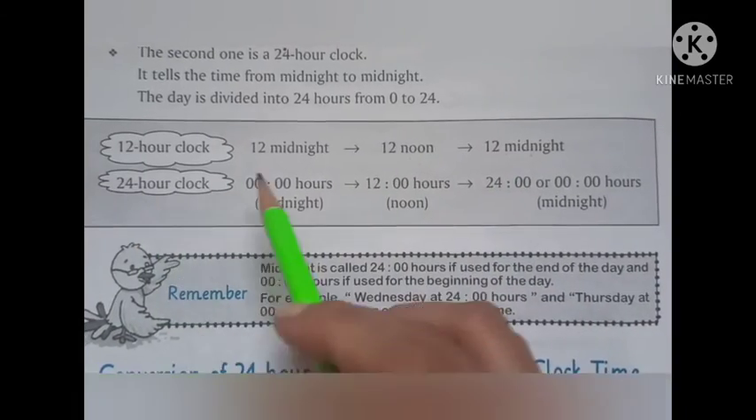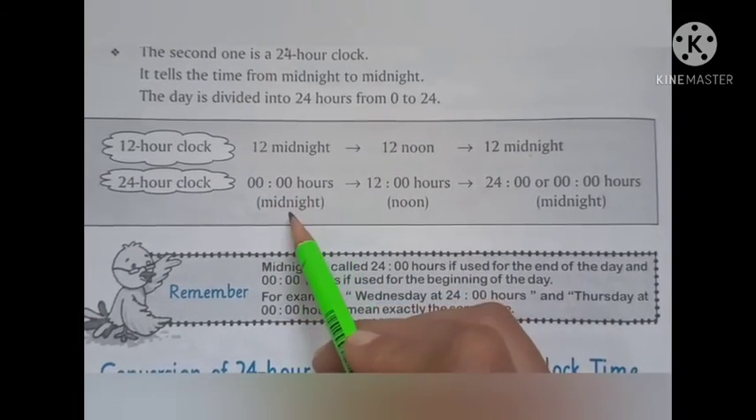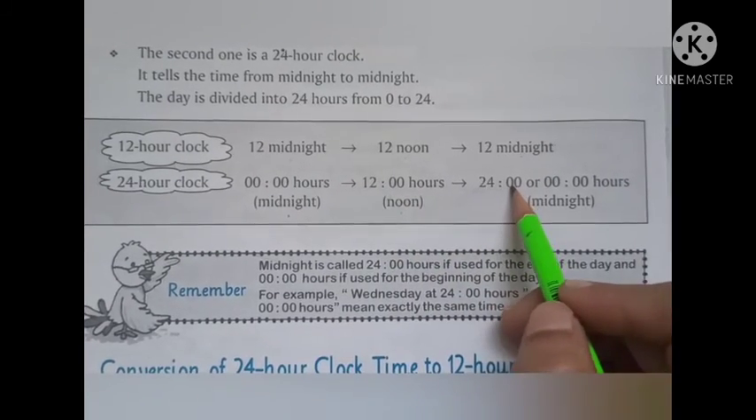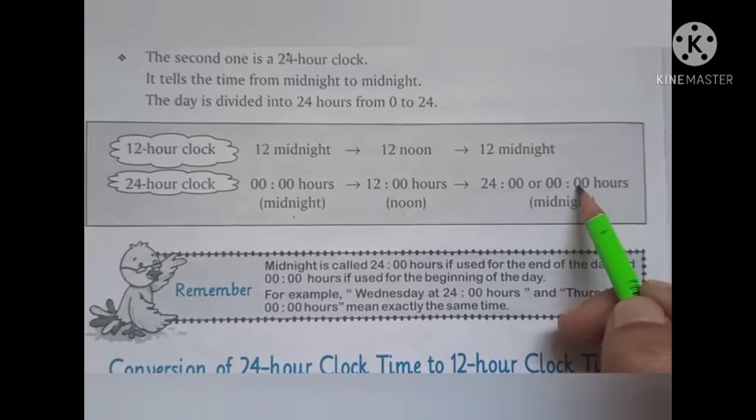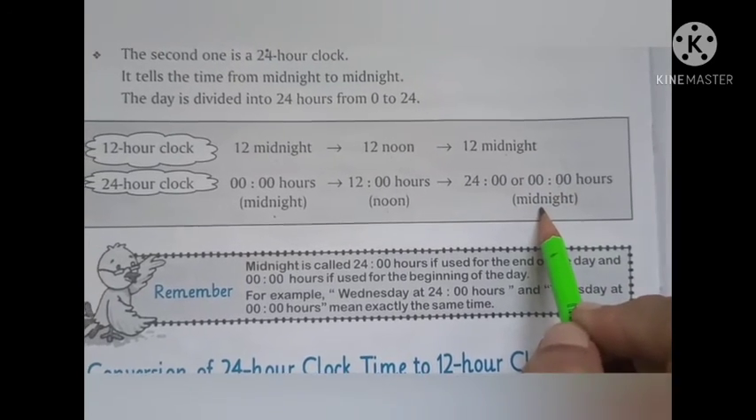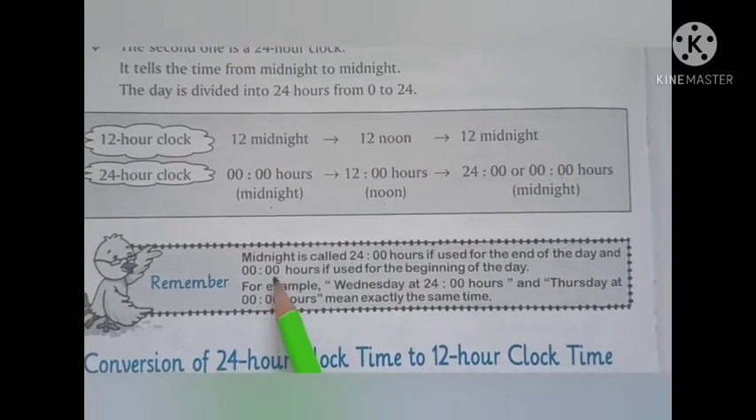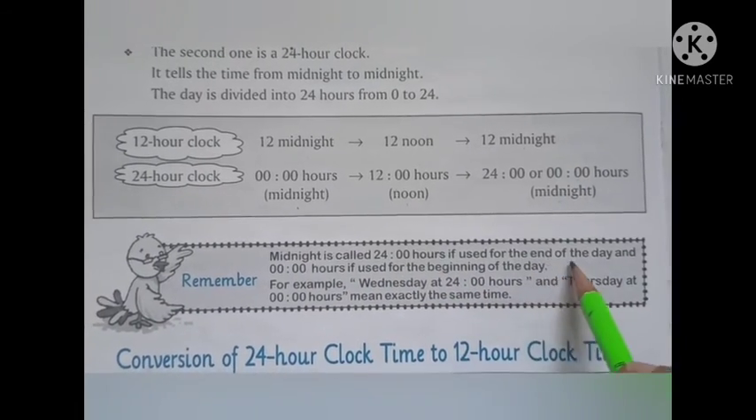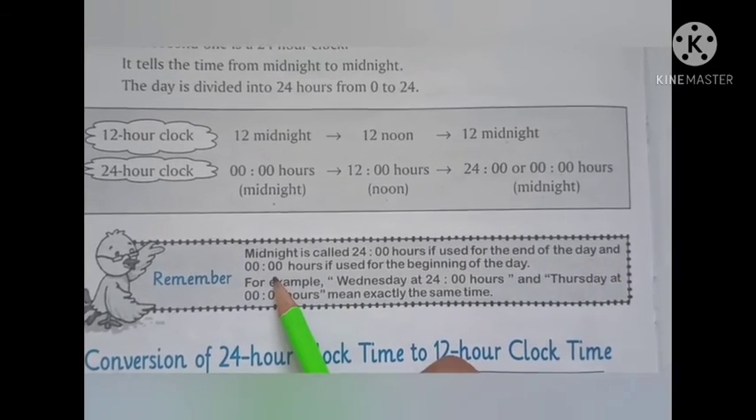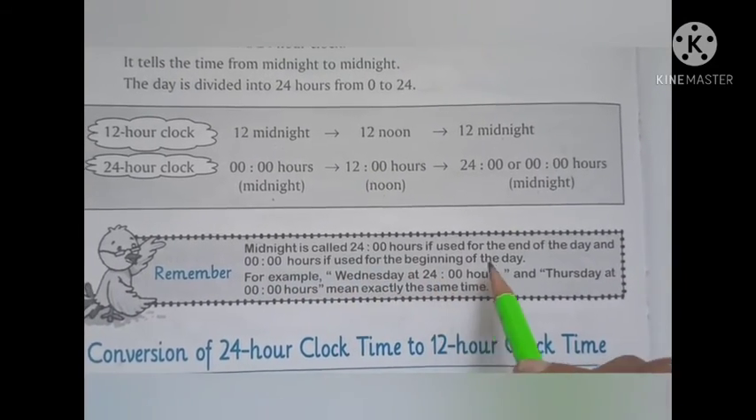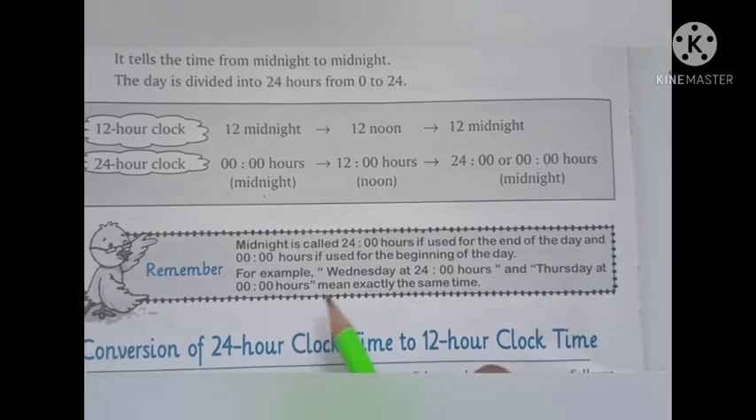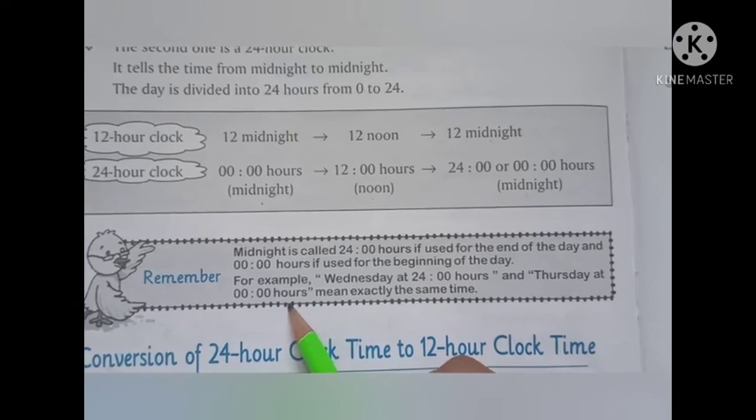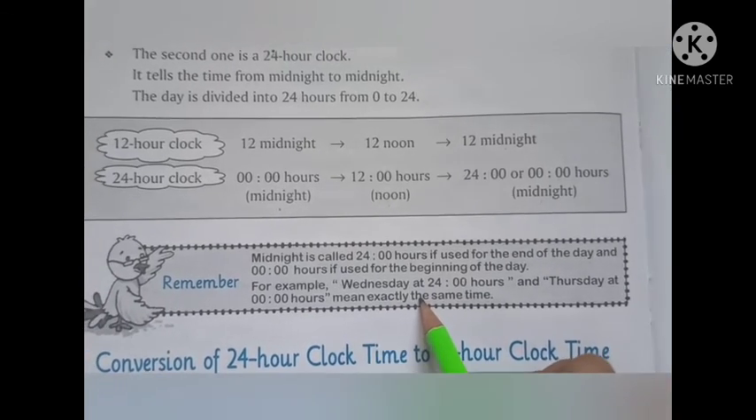But a 24-hour clock shows 00 hours at midnight, then 12 hours at noon, that is afternoon, and 24:00 or 00 hours at midnight. So we also have to keep in mind that midnight is called 24 hours if used for the end of the day, and 00 hours if used for the beginning of the day. For example, Wednesday at 24 hours and Thursday at 00 hours means exactly the same.